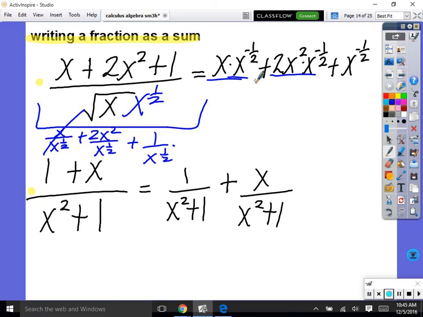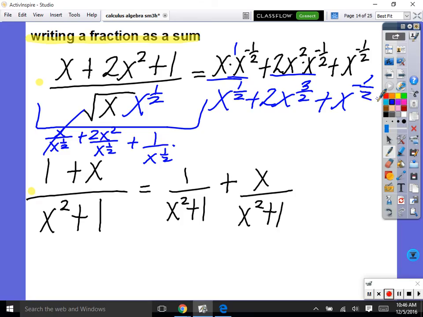So we could keep simplifying this. This is x to the 1. When you multiply, you add. What's 1 minus 1/2? So we have x to the 1/2 plus 2x. What's 2 minus 1/2? Yep, 3/2, and then we have plus x to the negative 1/2. That would be the prettiest way in calculus to see it.